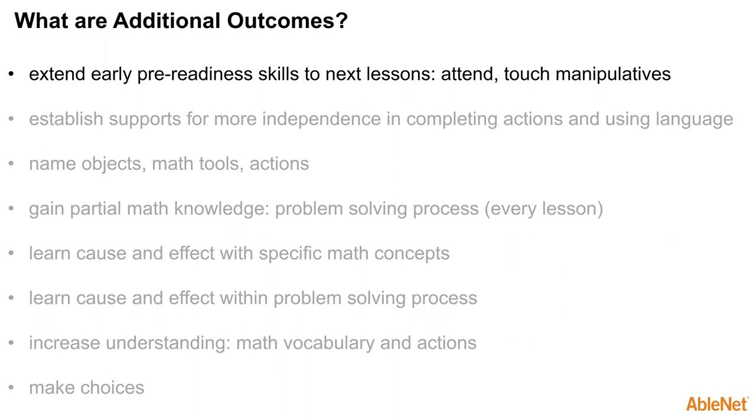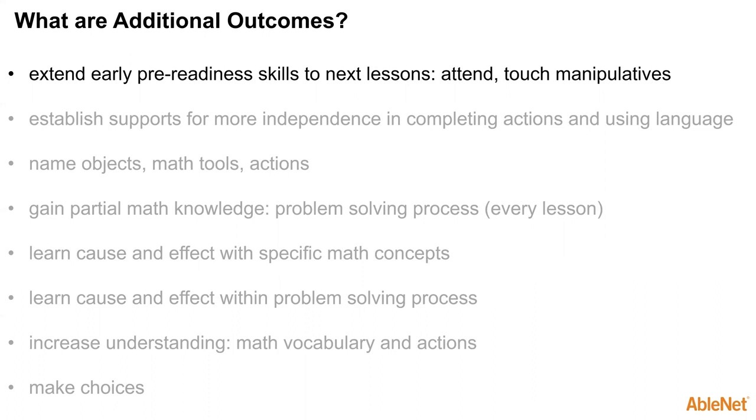Additional outcomes are skills that can be identified outside of the ordered lesson objectives. The first on the list is actually taken from the lesson objectives and applied to future lessons: attending to math instruction and touching or tolerating touch of math manipulatives. These are atypical lesson objectives that are more behavior-based than math-based. They are pre-readiness skills that can be worked on from lesson to lesson and still apply. Look to lessons in section 1A for others that can be extended beyond the lesson itself.